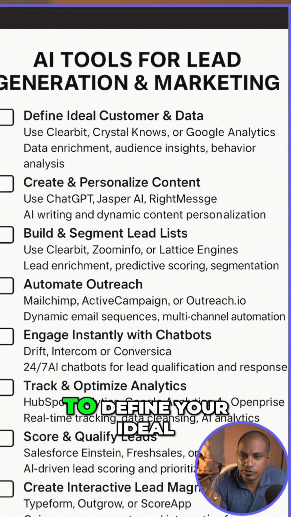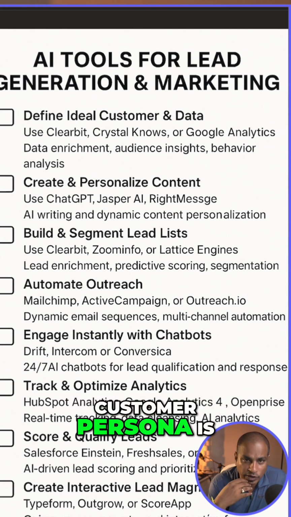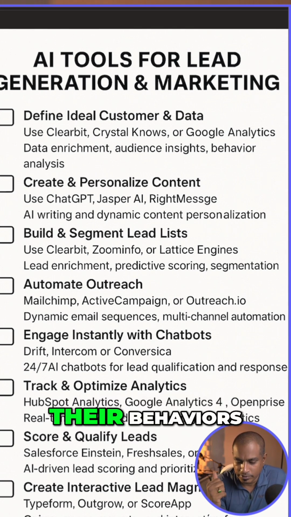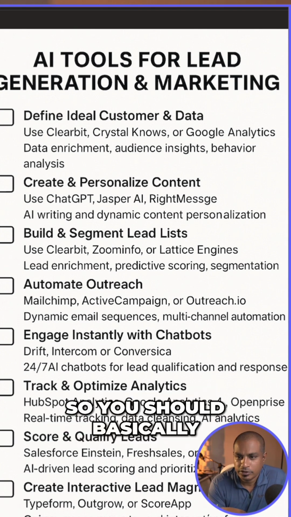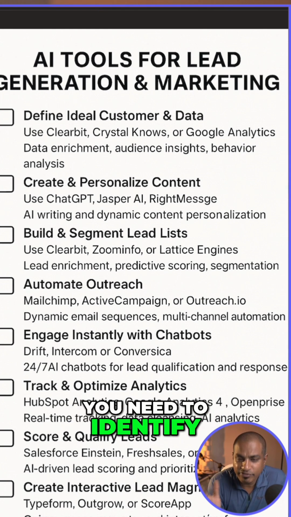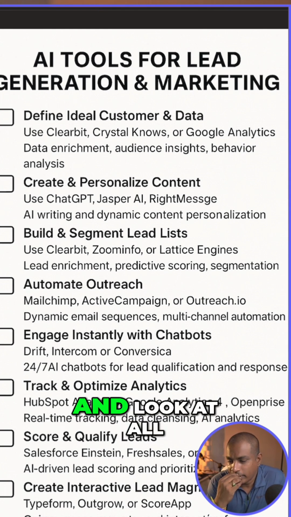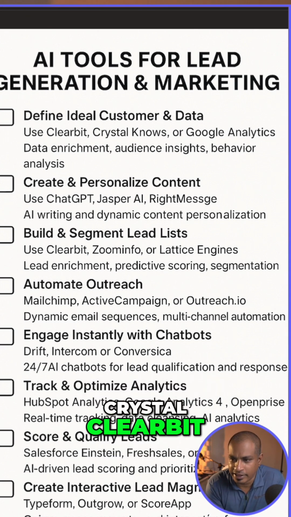Now, first thing is to define your ideal customer and data. You identify what your customer persona is. You should know their behaviors, their demographics, and their interests. You should basically know everything about your ideal customer. So you need to identify that personality. You can look at all the data points by leveraging tools like Google Analytics, Crystal, Clearbit, etc.